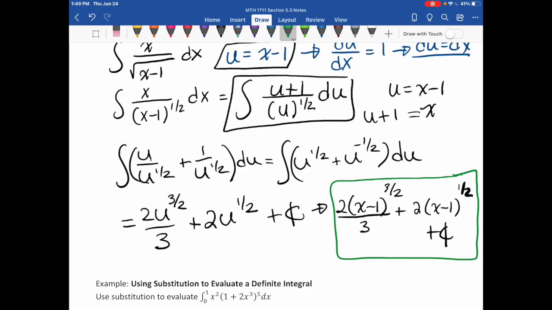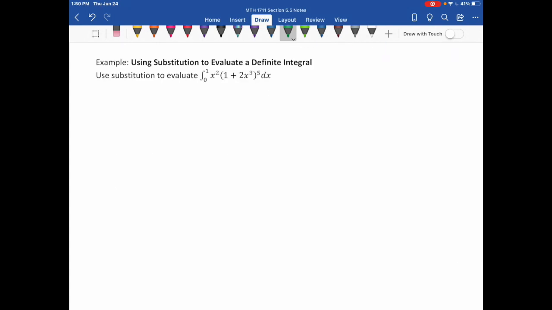Now we're going to go through a few examples of using substitution when we have upper and lower limits and we're actually evaluating a definite integral. The process is the same up until we have to deal with evaluating with the limits. So we're going to find our inner function that we can use for substitution. So I'm going to let u be equal to 1 plus 2x to the third.